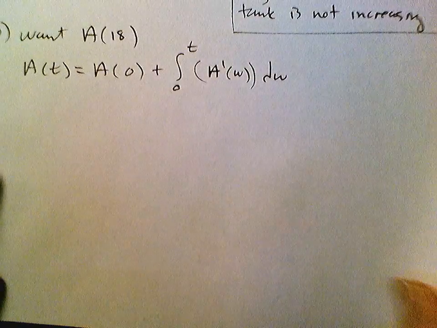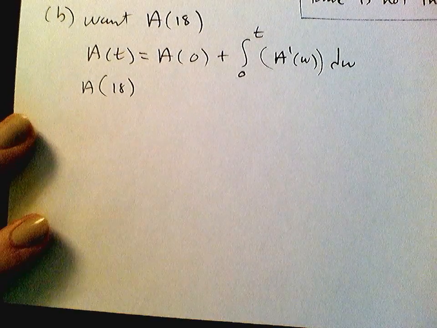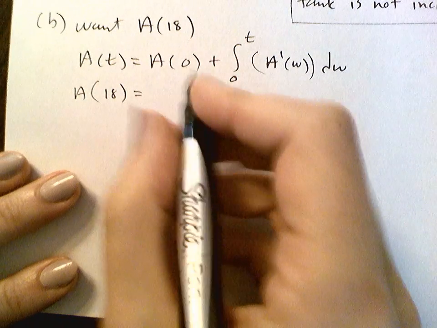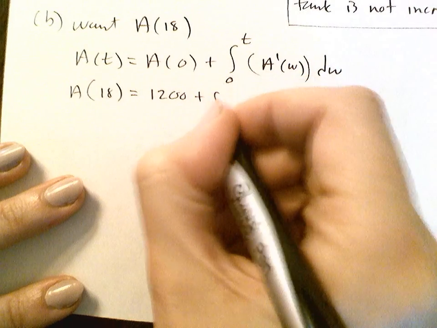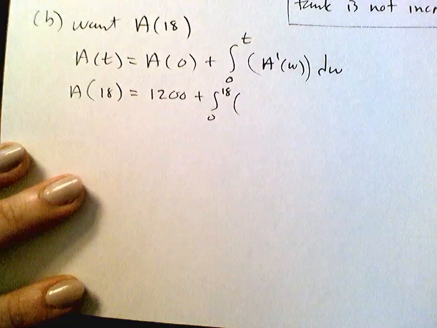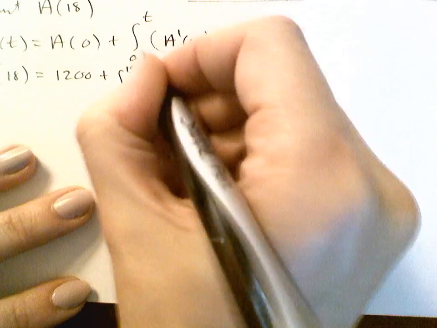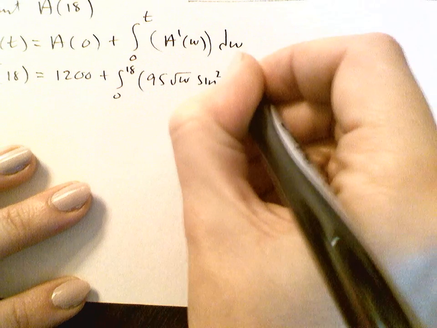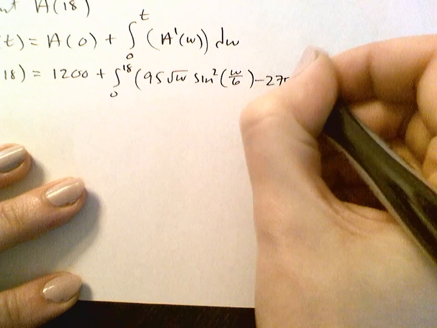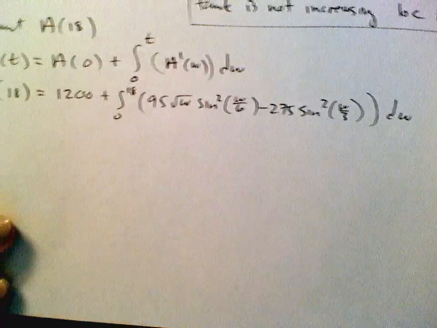All right, so I'm going to make this more specific. Actually, let me just plug in 18 right now. So A of 18, the amount of water in the tank at time 18, equals A of 0, which was 1200, plus the integral from 0 to 18. And then in here has to go A prime of W. And A prime is rate in minus rate out. So 95 radical W sine squared W over 6 minus 275 sine squared W over 3 dW, and then I can just use math 9.